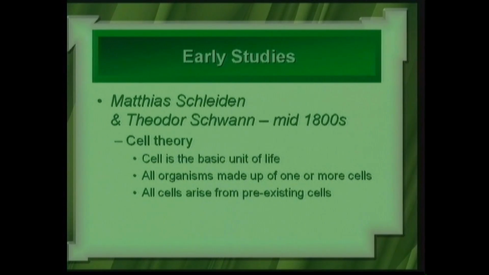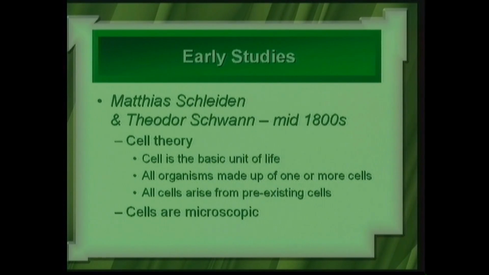Another thing that Schleiden and Schwann came to, another conclusion, was that all cells arise only from pre-existing cells. Another way of saying this is that all life comes from life. You can't actually have living things coming from non-life. That isn't possible, at least not in today's environment and not in today's world.